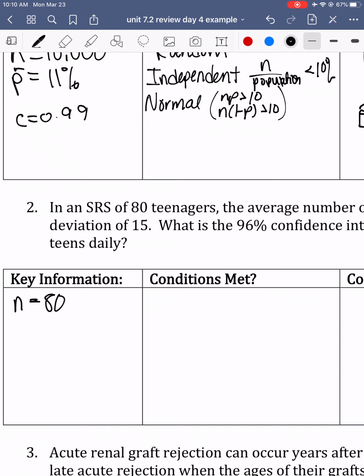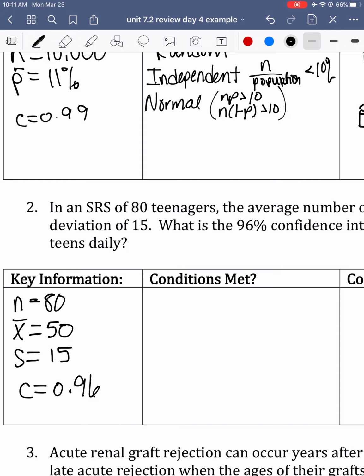They found that the average number of texts was 50, so that's from the sample. So I know that that is my x bar, because x bar is the sample mean. And then they gave a standard deviation of 15. So again, this is from the sample, so this is going to be s equal to 15 rather than sigma, because sigma would be the population standard deviation. However, this value is coming from my sample, so this is s. And then they give me my confidence level of 0.96.